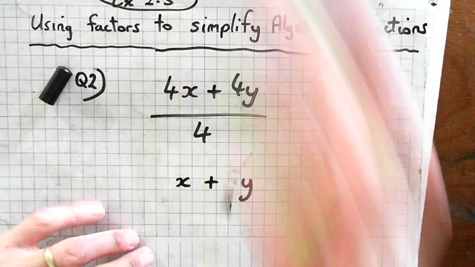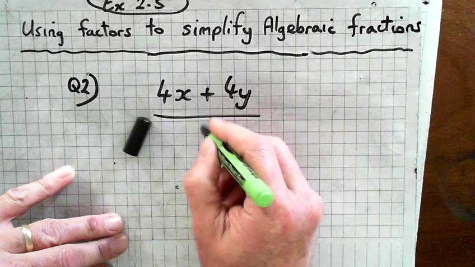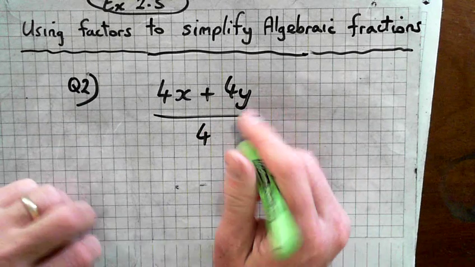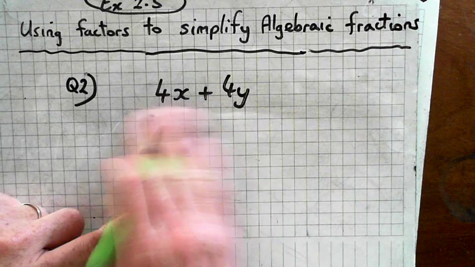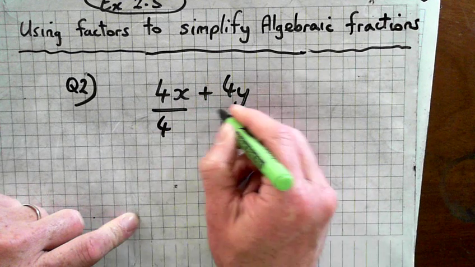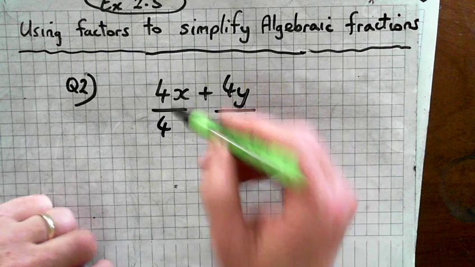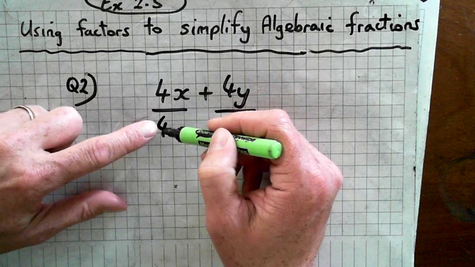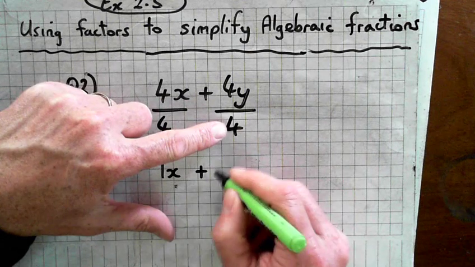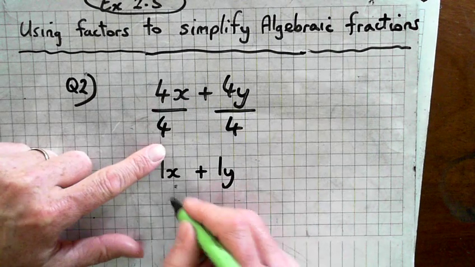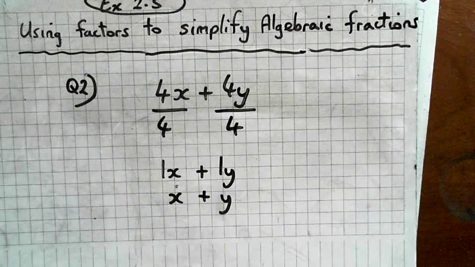Right, here's another way you can look at it. The same sum. So the sum was over 4. So watch. I can write it like this as well. I can put this bit over 4 and this bit over 4. It's the same thing as what I just wrote, and the same answer. 4 divided by 4 is 1x plus 1y, which is x plus y. Is that easy? Yeah.